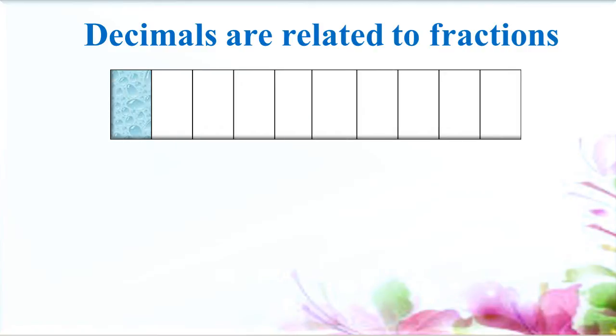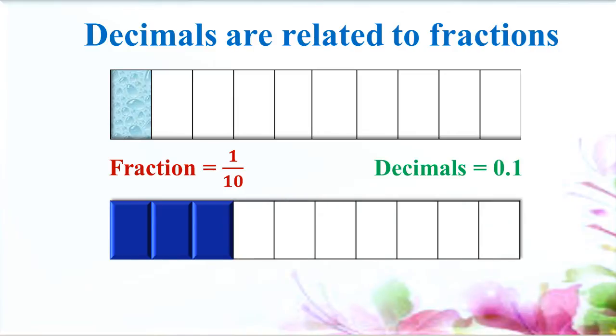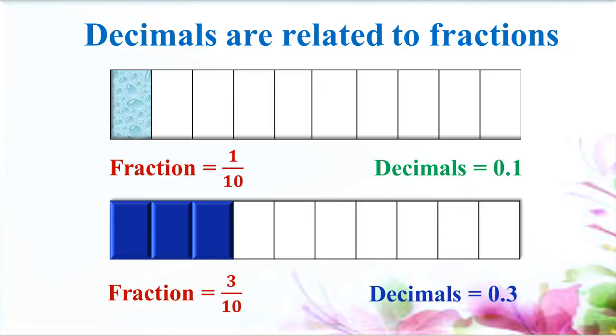Look at this picture. Now we are going to write the fraction for this picture. You can write 1 by 10. Now we are going to express it as a decimal. That means we'll get 0.1. Then look at this picture. Here we are going to write the fraction for this picture. We'll get 3 by 10 because 3 are shaded. The total number of equal parts is 10. So 3 by 10. When you convert it to a decimal, you will get 0.3.